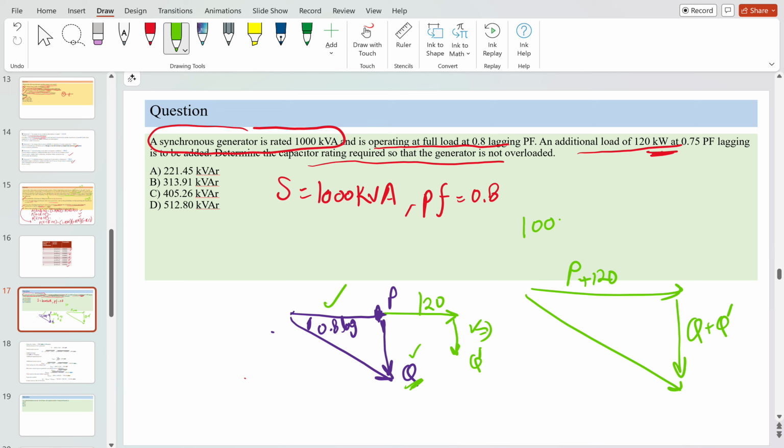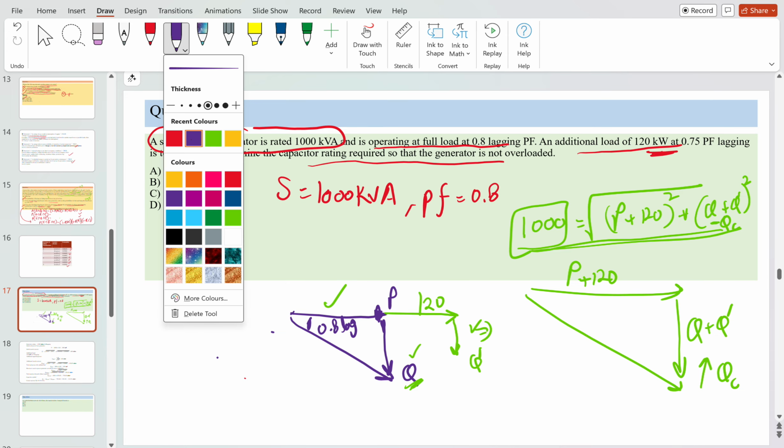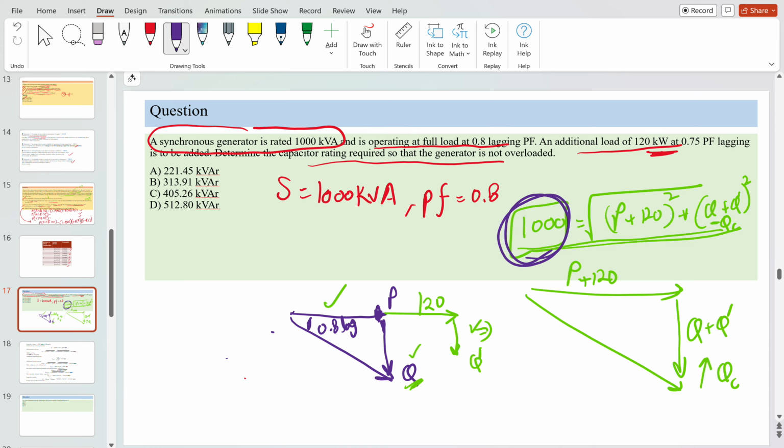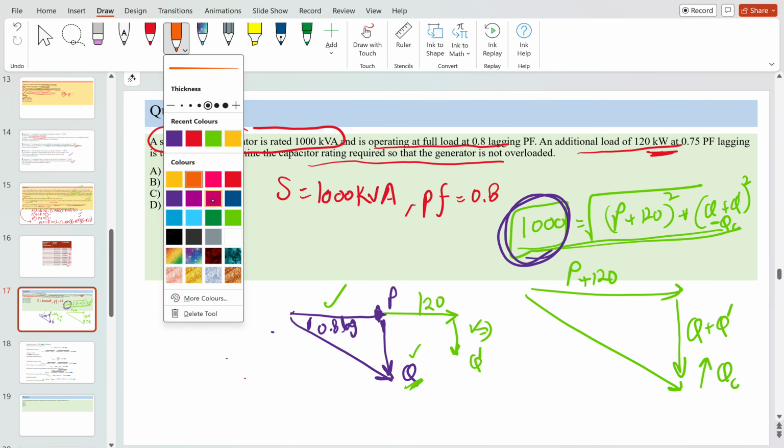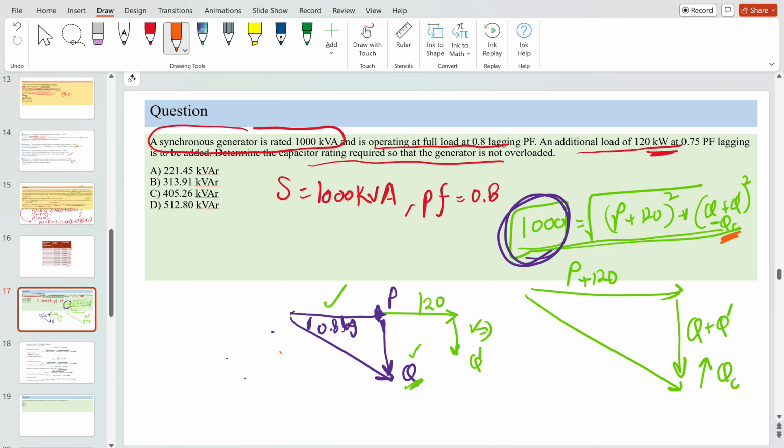Basically here S is 1000, which is equal to the square root of (P plus 120) squared plus (Q plus Q dash) squared. Okay, but in this situation, you require a capacitor bank also, like QC, to reduce this Q plus Q dash to make this 1000 kVA only. Okay, so it should not get changed, it should be constant, and that constant nature is coming from this minus QC part. So when you are adding some power or some reactive power from external sources, it is reflected here to keep the 1000 as a constant term.